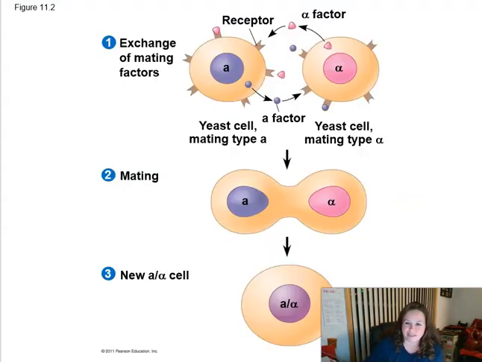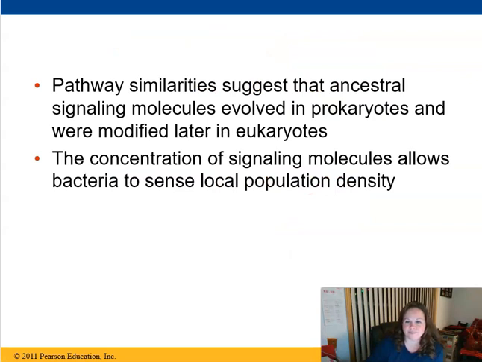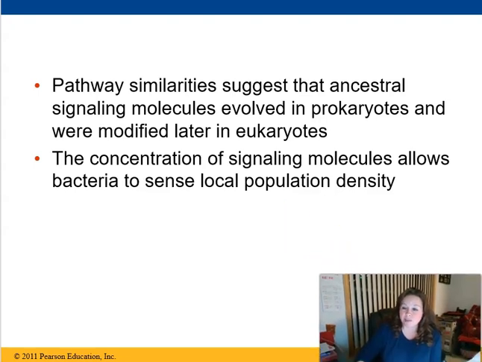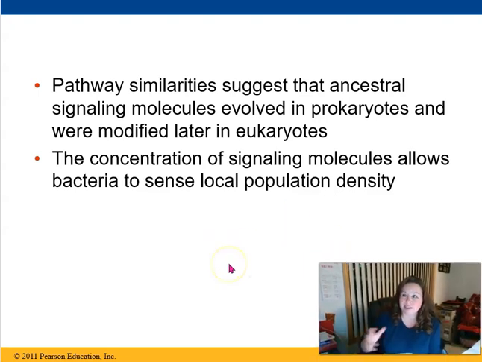These romantic yeast here. And these pathways that they use and the chemicals that they use have similarities and suggest that ancestral signaling molecules evolved in prokaryotes and then later were modified in eukaryotes. And the concentration of signaling molecules allows bacteria also to talk to one another and to sense how many of them there are around them.